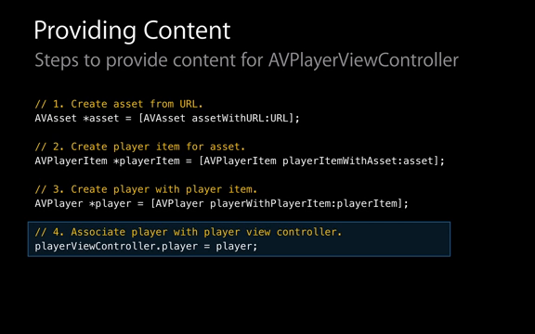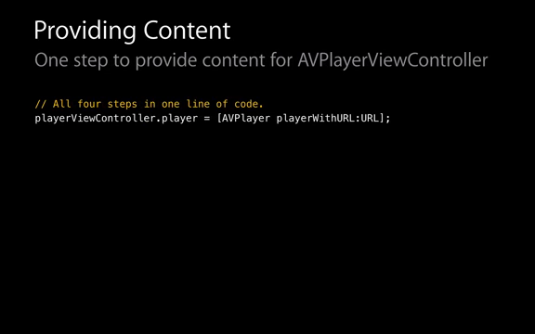But if you don't need to inspect any properties yourself of the content and just want to play it with AVPlayerViewController, you can do all 4 steps at once. As I've shown you in the demo, you can directly create an AVPlayer object from an NSURL and then pass it to the AVPlayerViewController.